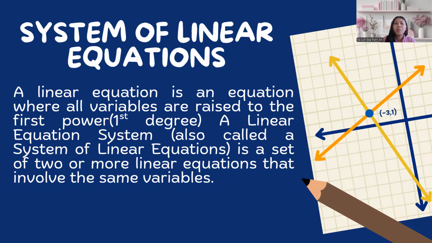What is a system of linear equations? A linear equation is an equation where all variables are raised to the first degree. A system of linear equations is a set of two or more linear equations that involve the same variables. The goal is to find the values of the variables that satisfy all equations simultaneously.